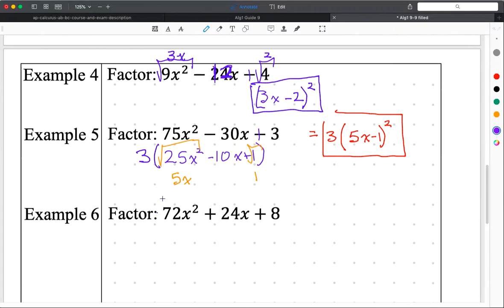Again, I can't take the square root of 72, so something weird must be happening here. This one, I have to factor out the greatest common factor. Let's see, 2 works because these are all even. 3 doesn't work. 4, does 4 go into 72? About 8. And 8 goes into all of them as well. So this is going to be 8 times 9x squared plus, and then 24 divided by 8 is 4x plus 1.